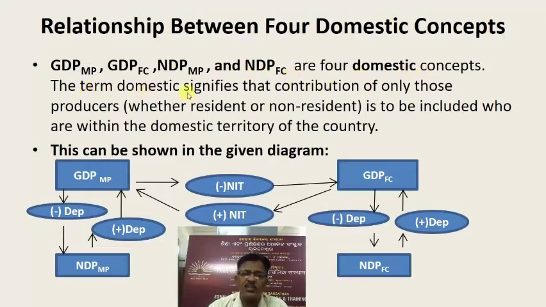The term domestic signifies that the contribution of only those producers, whether resident or non-resident, is to be included who are within the domestic territory of the country. This can be shown in the given diagram. So you can see the diagram and understand very easily. The arrow mark is also given to simplify the concept.